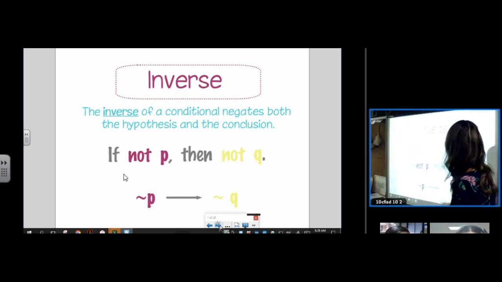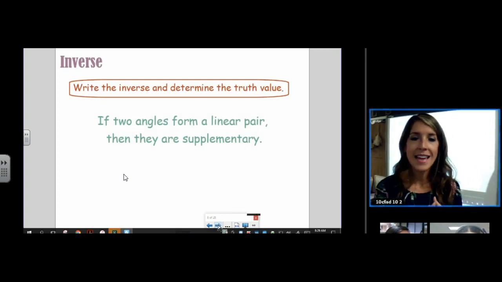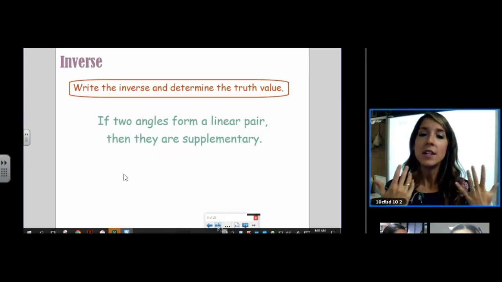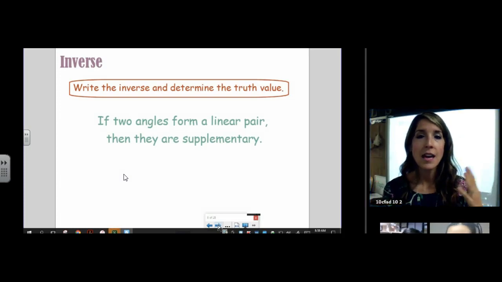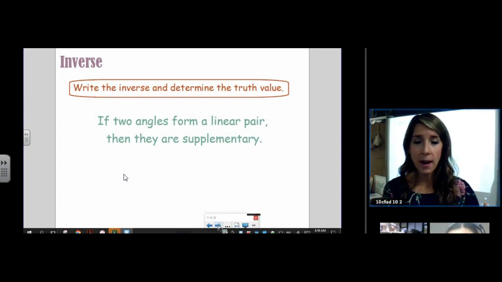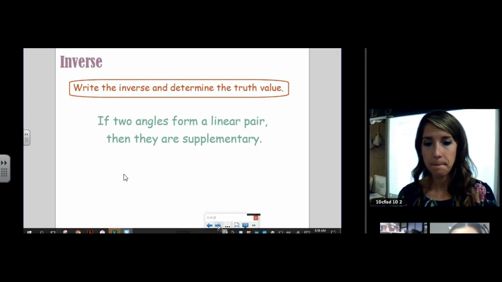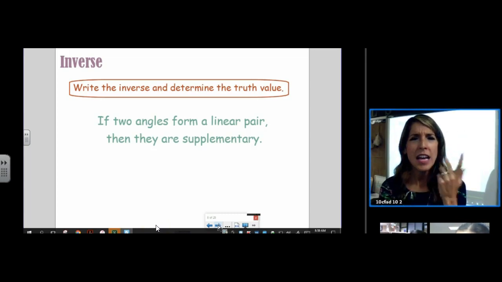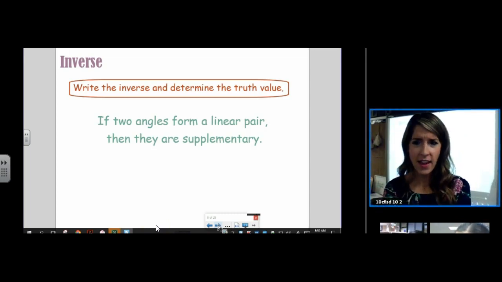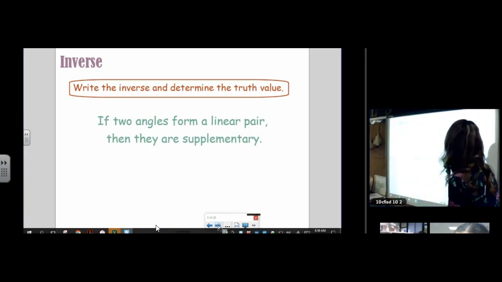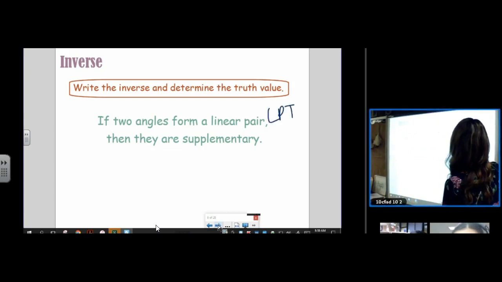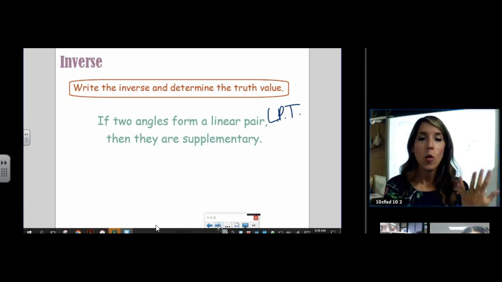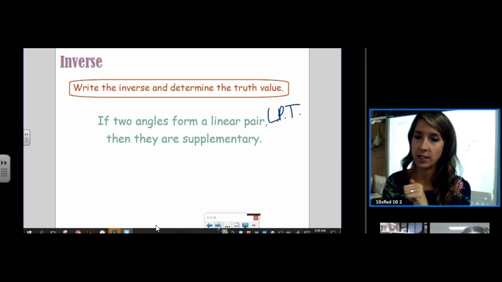All right, let's try an example. Write the inverse down of this sentence, and then what's also really important is determine the truth value. If you think it's false, please write a counterexample. Well, this sounds familiar. If two angles form a linear pair, then they're supplementary. That's the linear pair theorem. That's the LPT. But we don't care about the original.